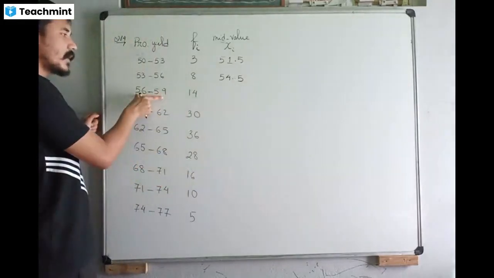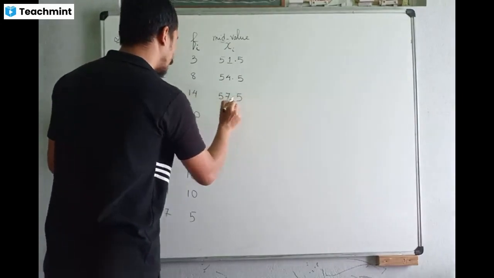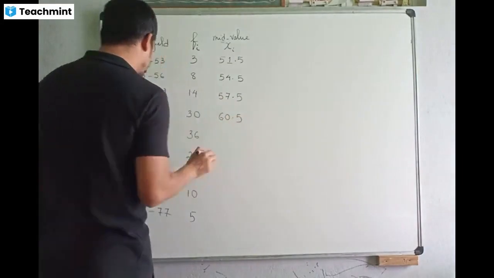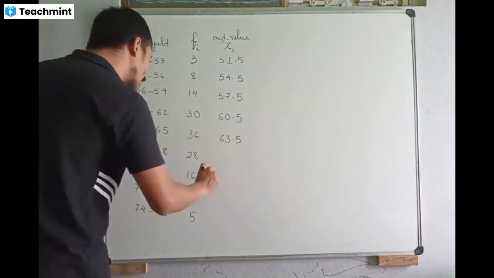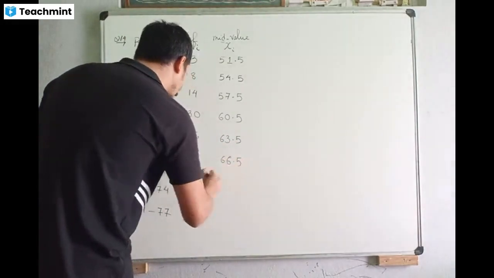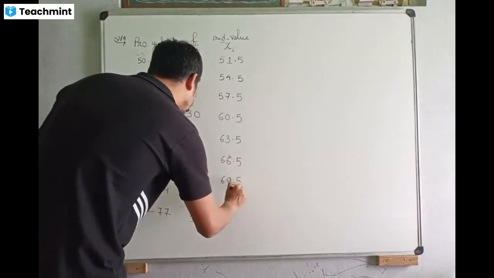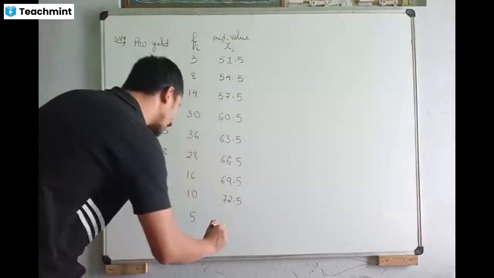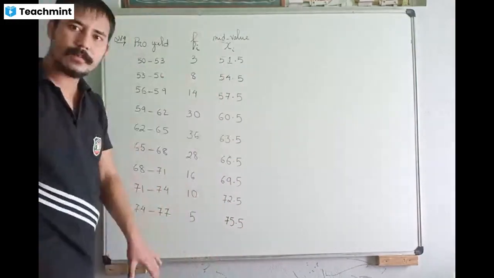The center value of the next group will be 57.5. The next will be 60.5. The next will be 63.5. The next will be 66.5. The next will be 69.5. The next is 72.5. And last, we have 75.5. So these are the mid values.